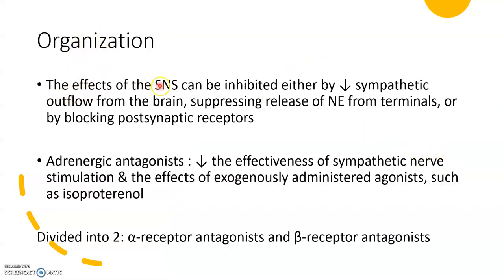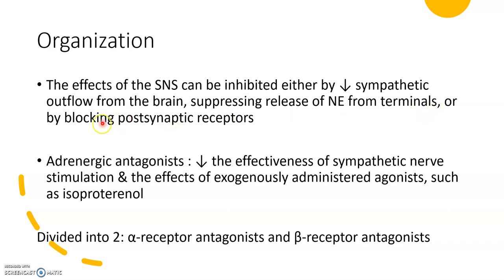So the effects of the sympathetic nervous system can be inhibited in one of three ways. Number one is by reducing sympathetic outflow from the brain. So that's one way of inhibiting the effects of the sympathetic nervous system. Number two is suppressing the release of norepinephrine from the terminals. If you suppress the release of noradrenaline from the terminals, you can inhibit the effects of the sympathetic nervous system.